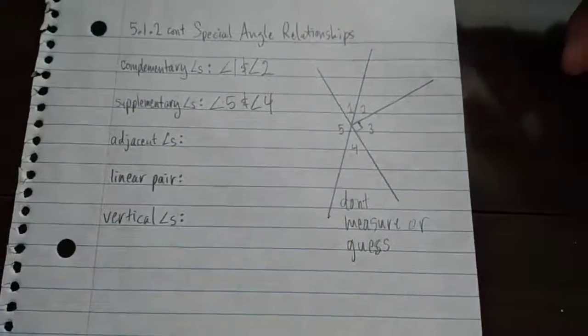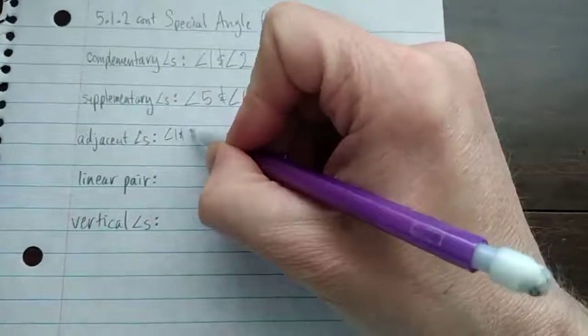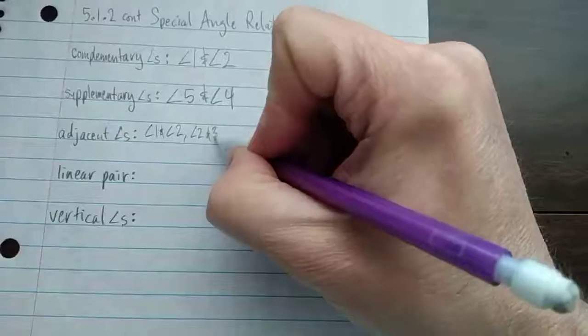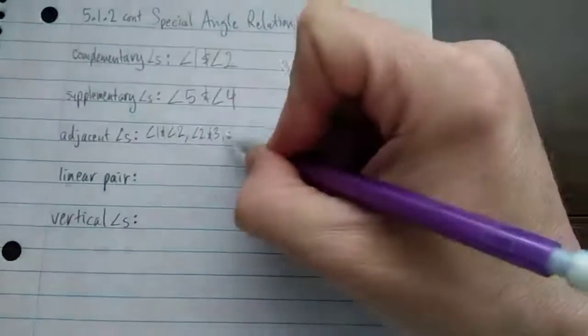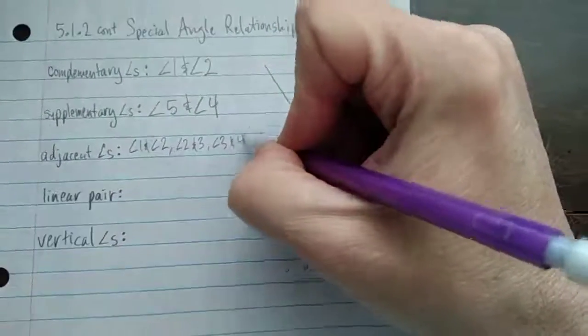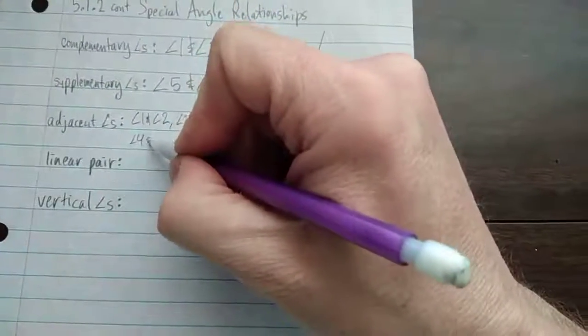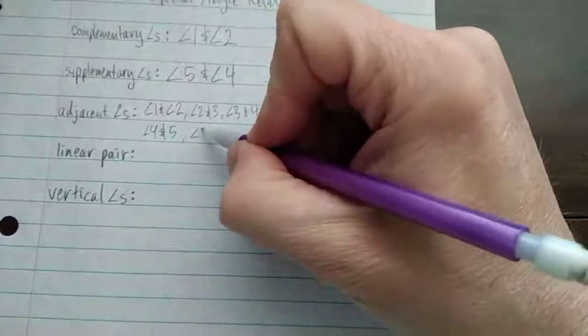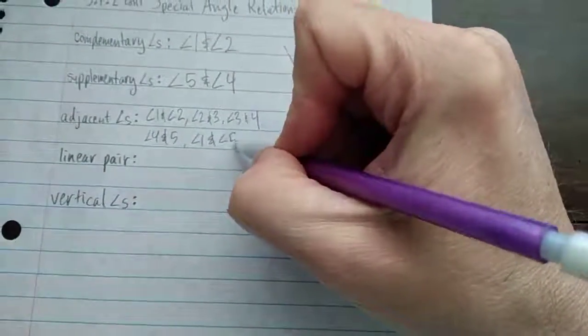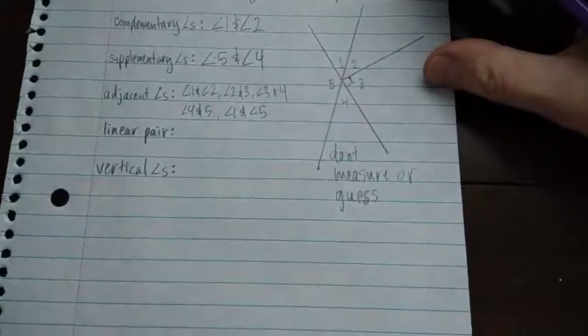Now adjacent angles, we've got tons to choose from. You know, I could say angle 1 and angle 2 are adjacent. Angle 2 and angle 3 are adjacent. Angle 3 and angle 4 are adjacent. Angle 4 and angle 5 are adjacent. And also, angle 1 and angle 5 are adjacent. Remember, adjacent just means that they share a vertex and a ray.